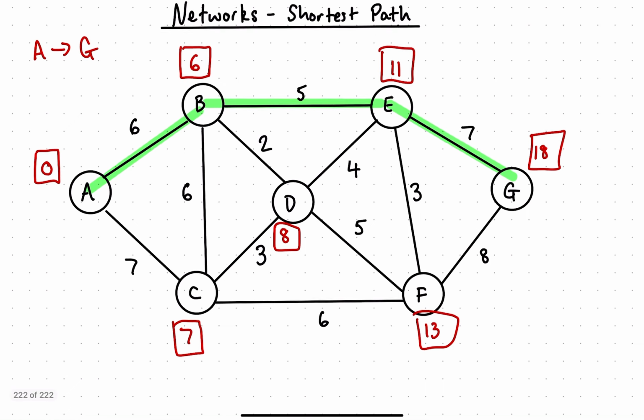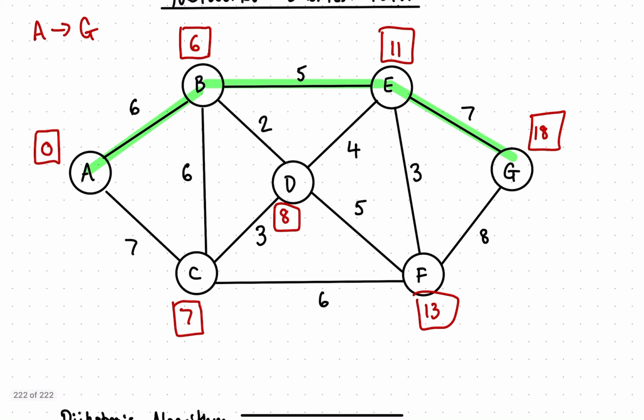So my shortest path from A to G would go A to B to E to G and is equal to 18 kilometers, minutes, dollars, depending on whatever units you are using to describe your network. And I thought I couldn't add for a second, but no, I can add. 6 add 5 add 7 is 18, so that is true. So that is Dijkstra's algorithm to find the shortest path.